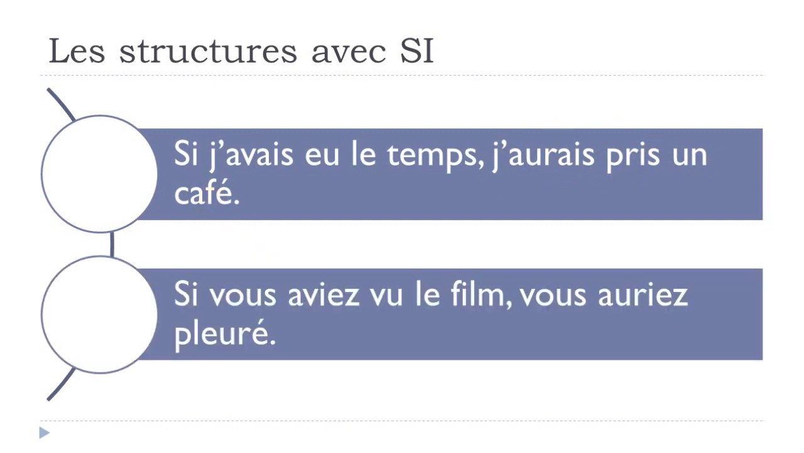Okay, let's see the second example. Si vous aviez vu le film, vous auriez pleuré. Okay, so here you have voir, okay, and it's the plus que parfait form. Vous auriez pleuré. Here you get pleurer, okay, to cry, and it's at the conditionnel passé form. Okay, so that's the classic structure that you can use if you want to express regrets, okay, with this if structure.